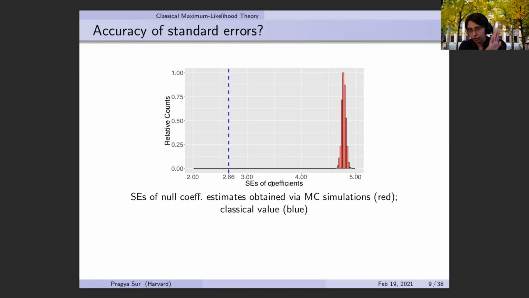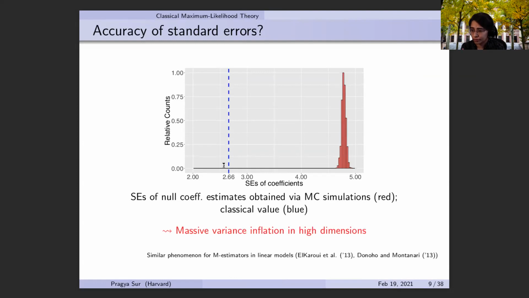So we can calculate the Fisher information formula and explicitly calculate what asymptotic theory tells us here regarding what the standard deviation should be. And if we do that, this blue line corresponds to that calculation. So what you see immediately is that there is a massive variance inflation in these kinds of dimensions. And we were not the first people to observe this. This is something that has been observed in the context of linear regression in prior work due to El-Karoui and Donoho-Montanari. Okay. So this is the second observation.